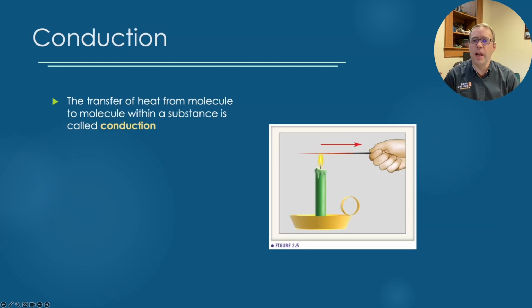So what is conduction? Conduction is the transfer of heat, transfer of energy. That's probably a better term. Let me mark that up in there for you. Transfer of energy, because heat is the transfer of energy. There we go. It's the transfer of energy from molecule to molecule.